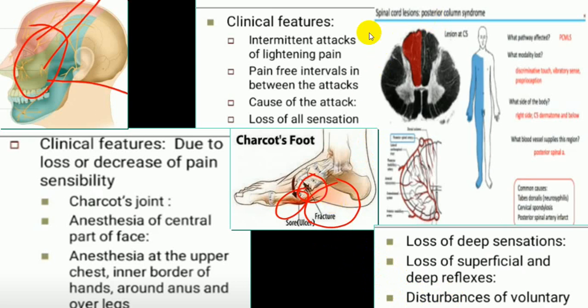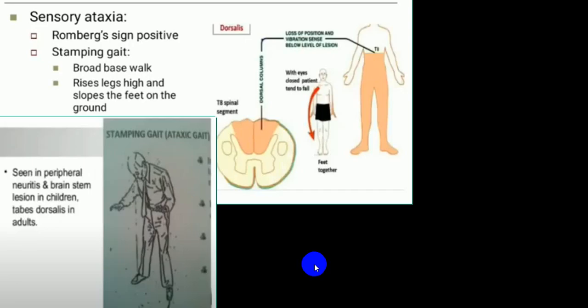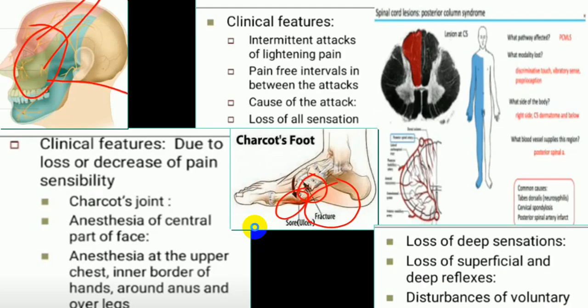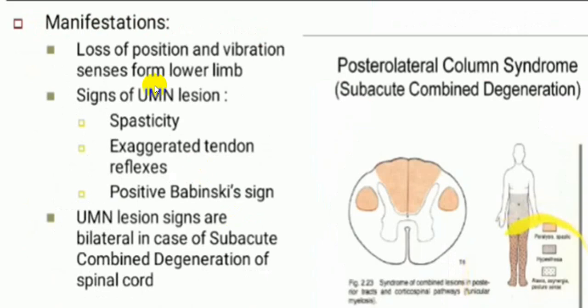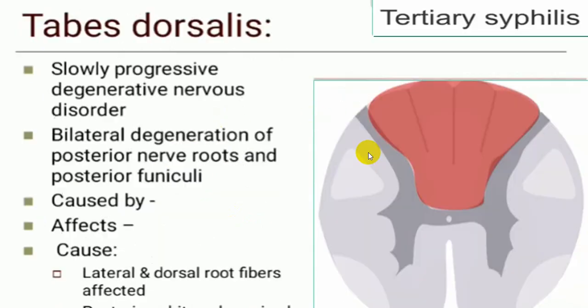This will be very commonly involved in a posterior column syndrome, and one of the causes of posterior column syndrome is tabes dorsalis. Whenever the posterior column is involved, Romberg sign will be positive. The person will walk with a stamping gait, that is a broad-based gait. He raises the legs very high and then slaps the feet on the ground. That is called high steppage gait or stamping gait, very common in dorsal column involvement, or as we usually say, posterior column syndromes.